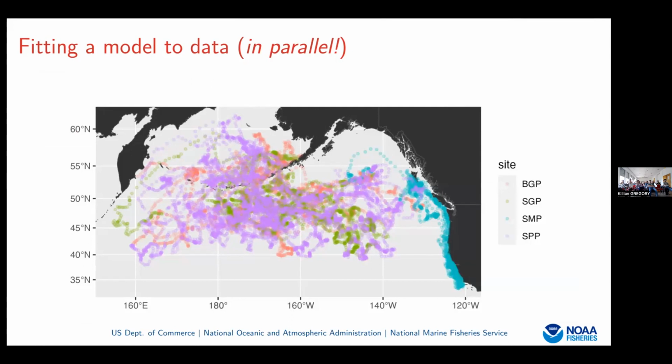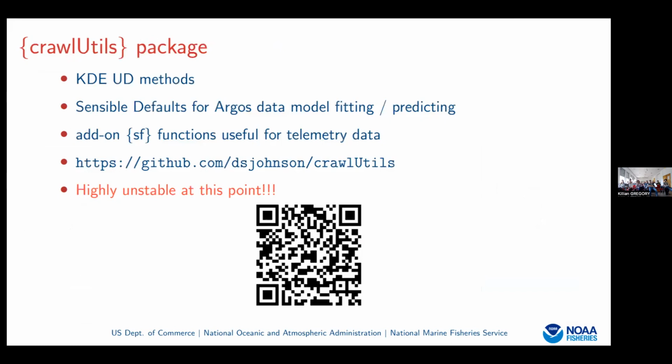In there. So that's just an example of predicting stuff. Now, if you are a marine mammal person or someone who uses Argos data, I should say, we started this new package called Crawl Utils. It does a lot of that sort of stuff you saw in the fitting function. It gives kind of default good values. It's centered on that. It doesn't necessarily have to be Argos data, but it gives sensible defaults. And it has some other SF functions that are useful for manipulating that data.